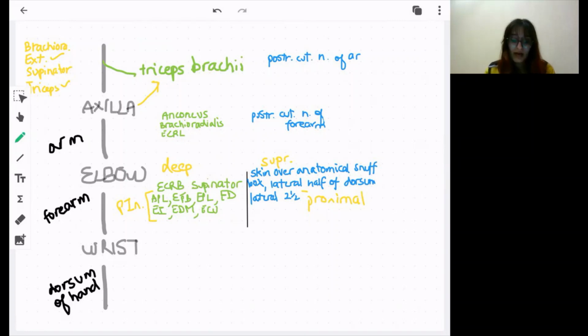Also the sensory branch, the posterior cutaneous nerve of arm, is given off in the axilla along with the motor branch to the triceps brachii. Then the radial nerve continues in the arm, where it lies in the spiral groove on the posterior surface of the humerus.